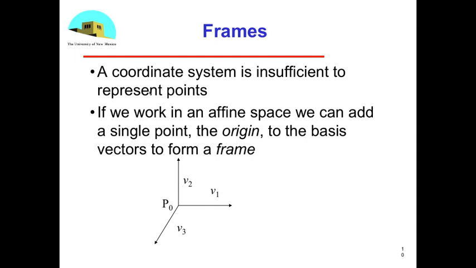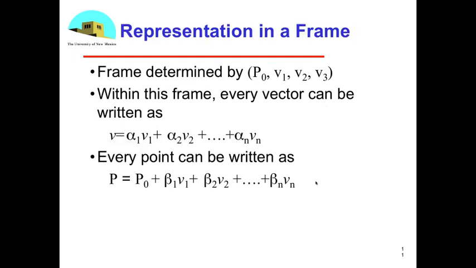So the vector space, or a coordinate system, which is what comes from a vector space, is insufficient for representing points. But if we move to the affine space with the origin, then we can represent both points and vectors, as you'll see in the next slide or two.